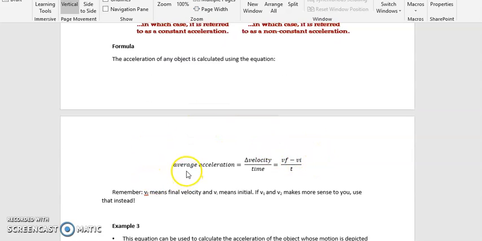So here it is here. Average acceleration is equal to the change in velocity divided by the change in time. So VF minus VI divided by time. And just remember that VF means final velocity and VI means initial.